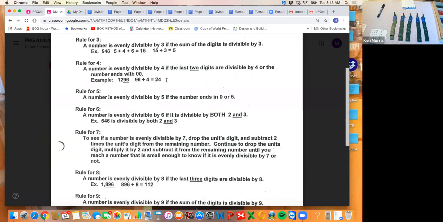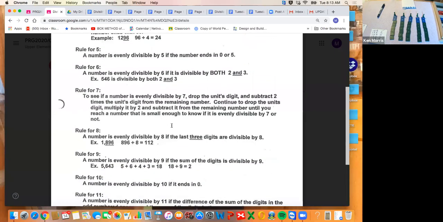So there's nothing obvious here, right? You still have to use a calculator. It might be just as easy to put 1296 divided by 4 into the calculator as to figure out 96 divided by 4. So I'm not sure this rule is very useful, okay? I don't think it buys you very much.